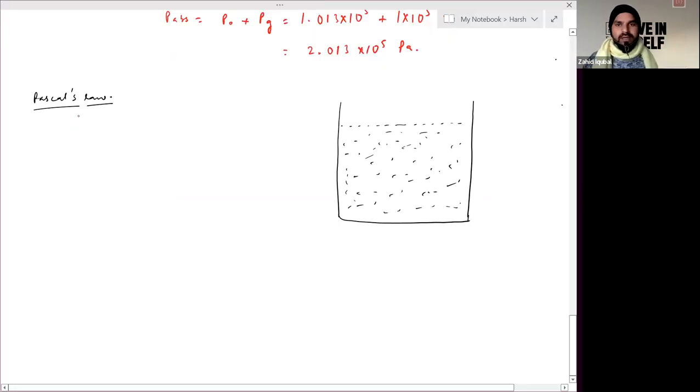It states that for liquid at rest, or a hydrostatic part at the same horizontal level, pressure will act equally in all directions. It means pressure exerted at any particular depth will act equally in all directions. Hence, it will be direction independent. That's why it is termed as a scalar quantity. Is it clear? Yes, sir.